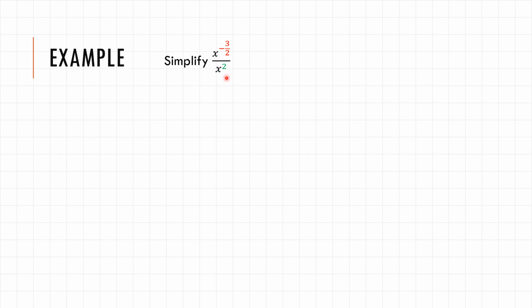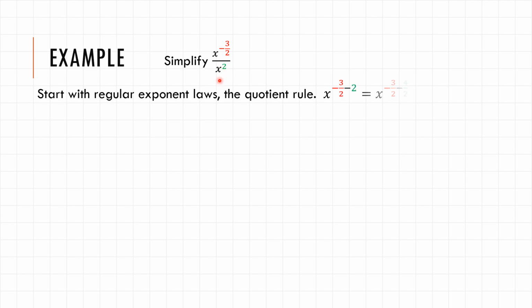In this example, I'll show you how that works. So we have x to the power of negative 3 over 2 over x to the power of 2, but I'll just use my regular exponent laws like the quotient rule, which is I'm dividing two powers that have the same base. So I can just subtract them. So negative 3 over 2 minus 2. Let's make them have the same denominator of 2. So negative 3 minus 4 is actually negative 7.